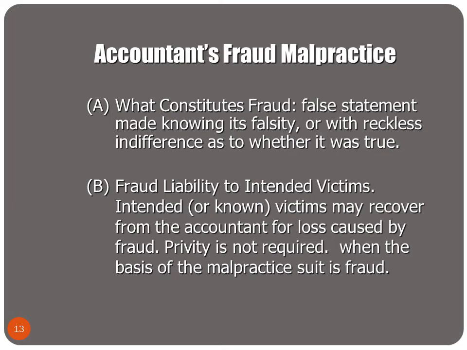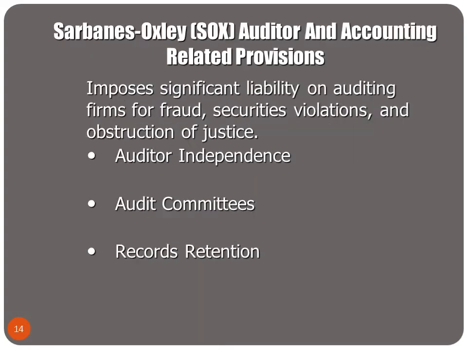Now, fraud liability to intended victims. Fraud by an accountant typically misleads a third party or a class of parties, a group whose identity is known to the accountant. Any such victim, whether an identified party or member of a class of potential victims, may recover from the accountant for loss caused by fraud. Privity, which relates to the liability for negligence, is not required when the basis of the malpractice suit is fraud. The public policy of preventing fraud overrides the concern of holding accountants liable to third parties.